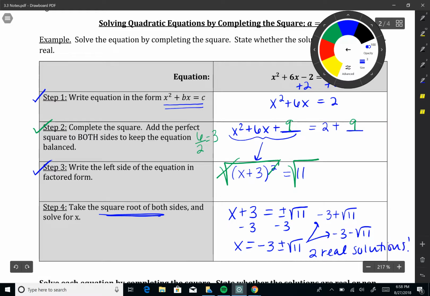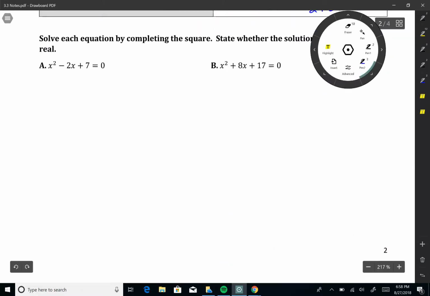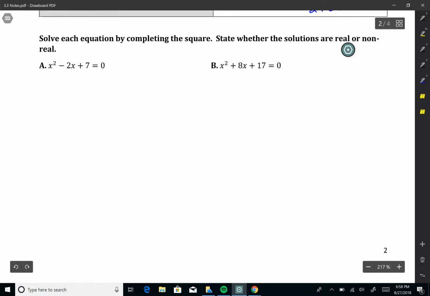All right, cool. We're going to do the next 2 examples in the video. Here we go. Solve each equation by completing the square. State whether the solutions are real or non-real. So step 1 is to toss that constant term to the other side. So we're going to subtract 7. And I have x squared minus 2x, and I'm going to leave a little space because I'm going to have to complete that square, equals negative 7. So I'm going to add something there, which means I also have to add it to the other side.